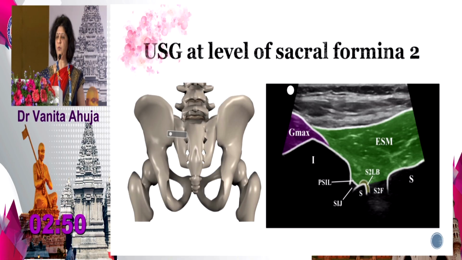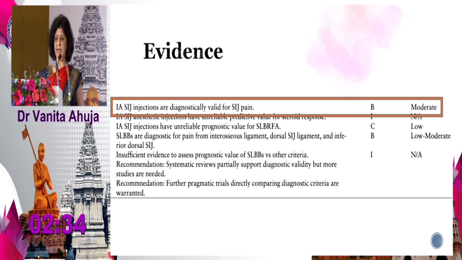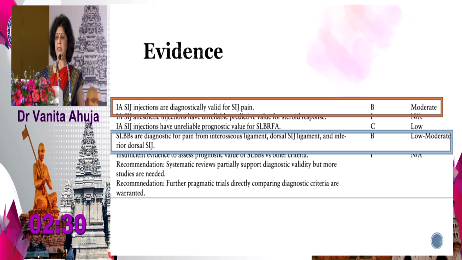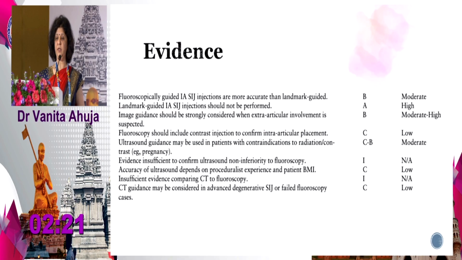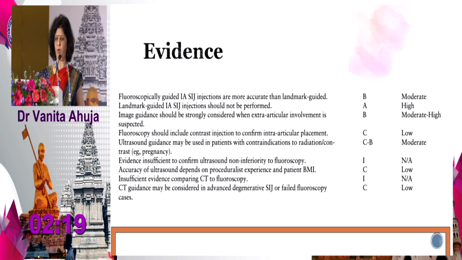The other approach is when you do it a little higher up, but always stay below the posterior superior iliac spine, which is at the level of the second sacral foramen, and here the recess is a little narrow, so you can choose whichever is your preference. But yes, intra-articular injections are valid for the diagnostic block, and your lateral branch blocks are good for your interosseous ligaments or dorsal SIG for the extra-articular SIJ pains.